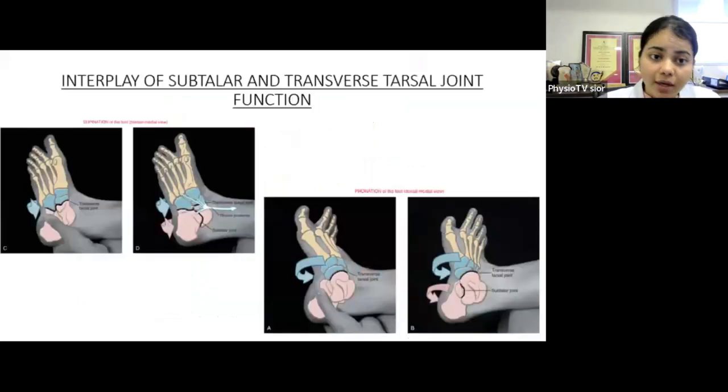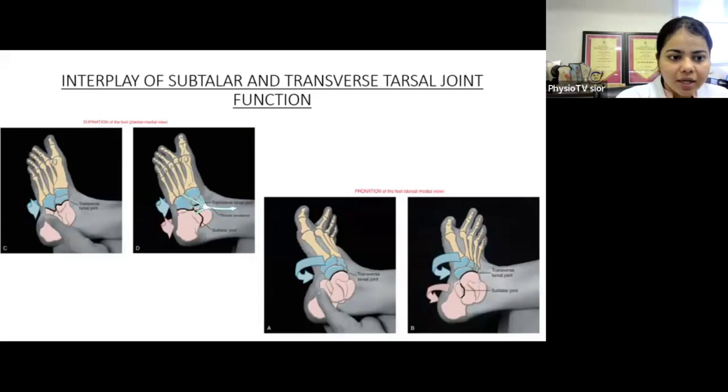Talking about the interplay of the subtalar and the transverse tarsal joint function. So the images have gone a bit up and down. We have C and D here, which is talking about supination of the foot, and we have A and B here, which is talking about pronation of the foot. So pronation and supination, when the foot is unloaded or non-weight bearing, will tell you about how the subtalar and the transverse tarsal joints have an interplay.